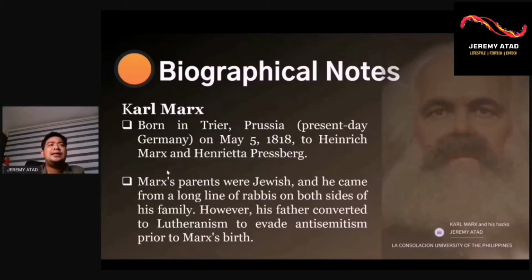So basically, Karl Marx came from a bloodline of educators or rabbis, and just to avoid discrimination for being Jews, his father converted to Lutheranism.